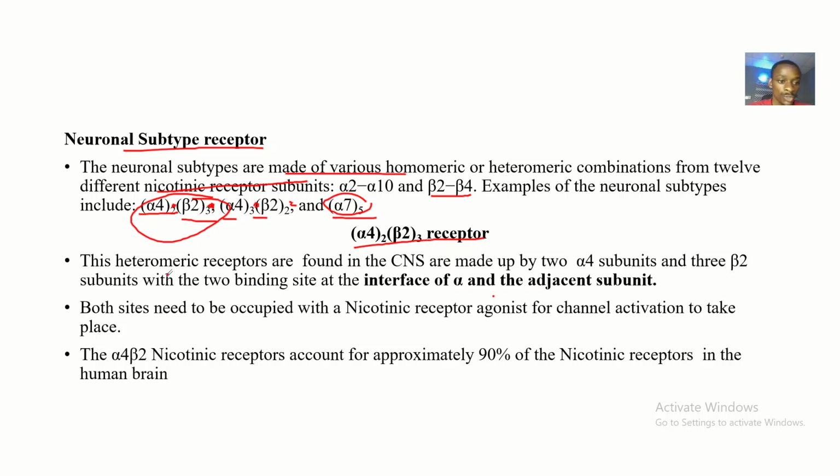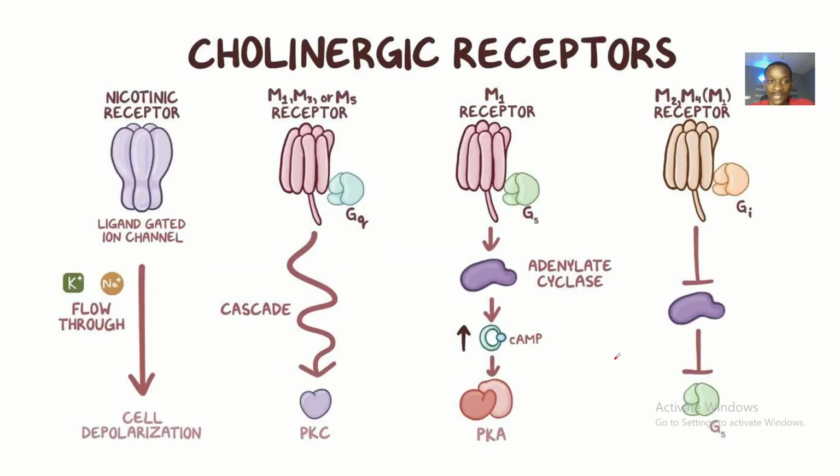So these heteromeric receptors are found in the central nervous system, and they are made up of 2 alpha 4 subunits and 3 beta 2 subunits, with a binding site at the interface between alpha and adjacent subunits. Both sites need to be occupied by a nicotinic receptor agonist for channel activation to take place. The alpha 4 beta 2 nicotinic receptors account for approximately 90% of all nicotinic receptors in the human brain.